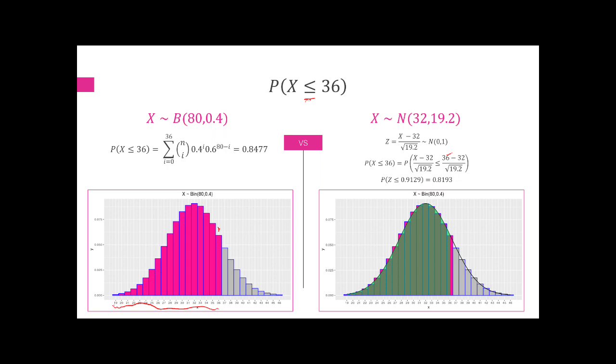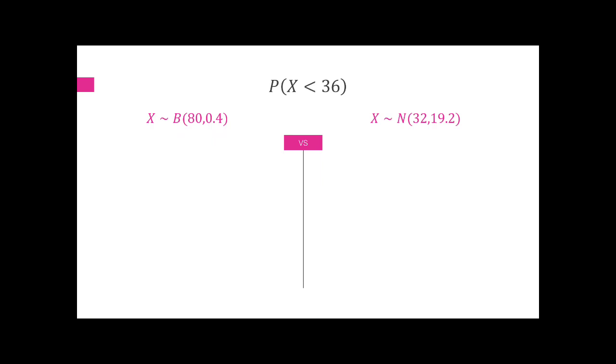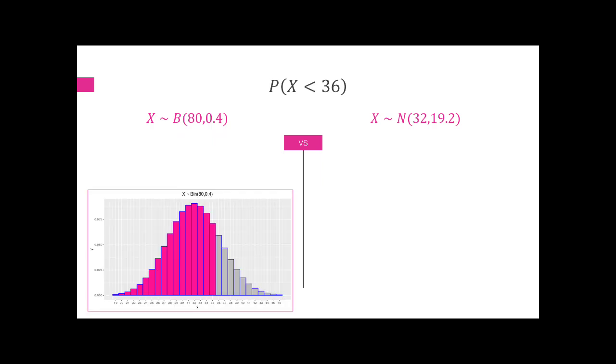But once again, here we're looking at doing 36 different calculations, and here we're looking at doing one calculation. So you have to pick your battles, right? In an exam or in a test, you don't want to calculate 36 different binomials, but it's a lot easier to calculate one normal probability. So that's the less than or equal to, and for the less than, it's almost identical, except we're no longer including 36.